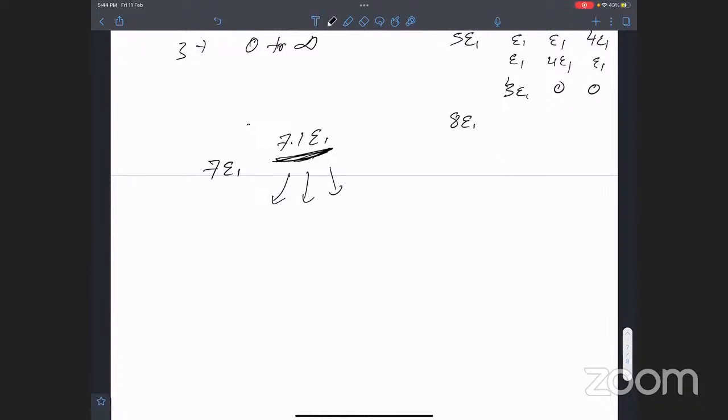Do you understand the density of states concept? Yes, sir. So what is confusing here? No, this is clear, sir. Okay. Any other question?